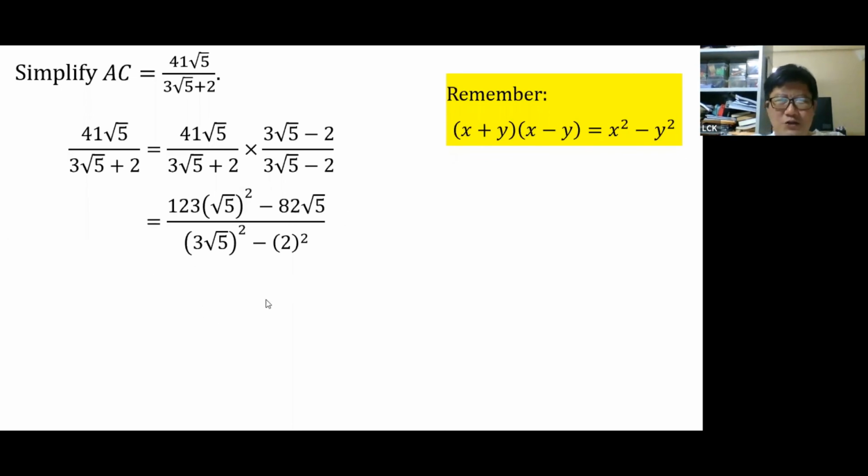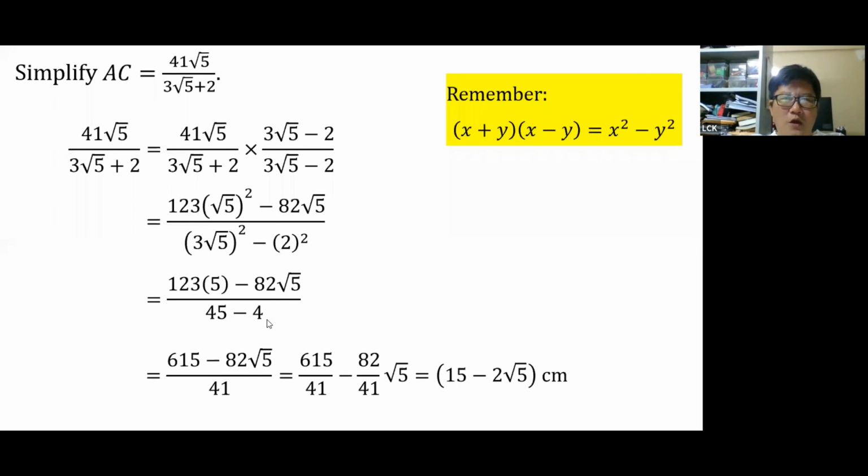So here, all you need to do is to simplify this. 123 times square root 5 times square root 5 becomes 5, giving 615, then minus 82 square root 5. The bottom is 9 times 5, which is 45, minus 4, which is 41. Take a calculator out, you see that this is 615. When you divide 615 by 41, you get 15. 82 divided by 41, you get 2. So 15 minus 2 square root 5 centimeters.